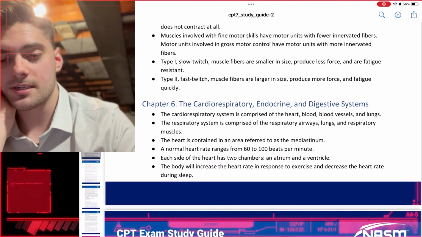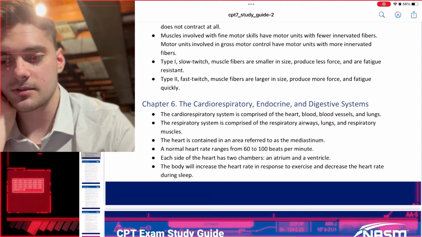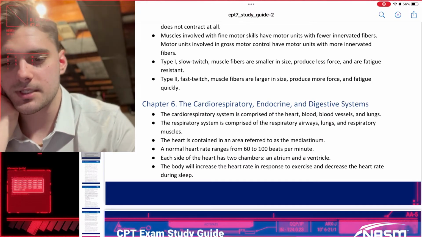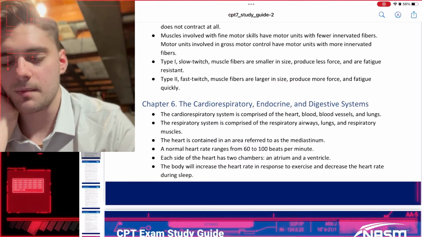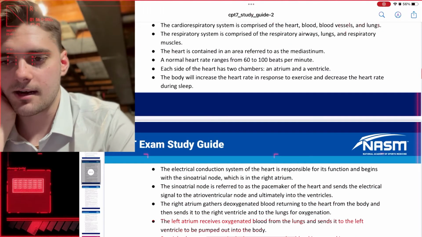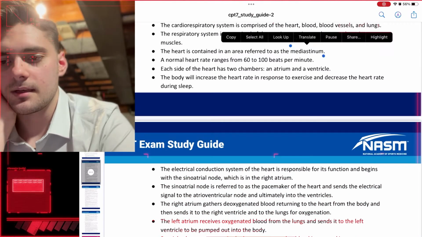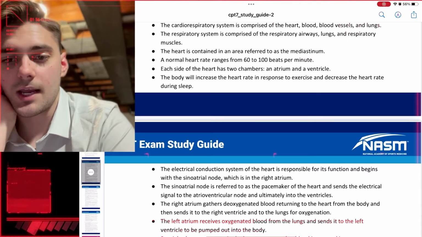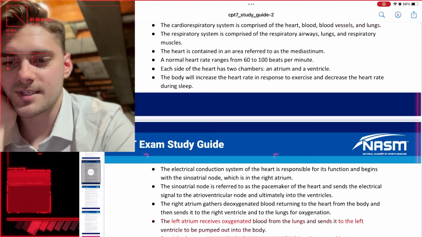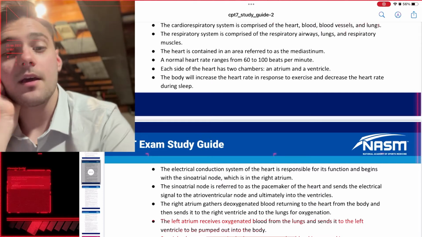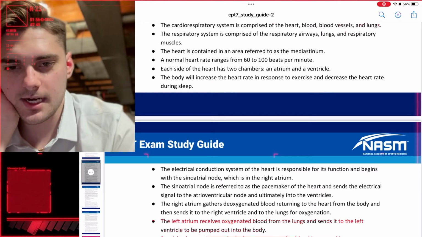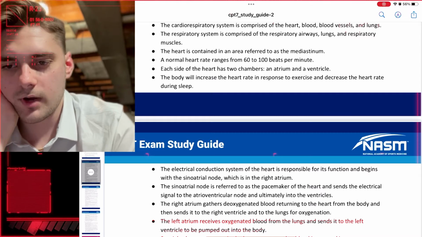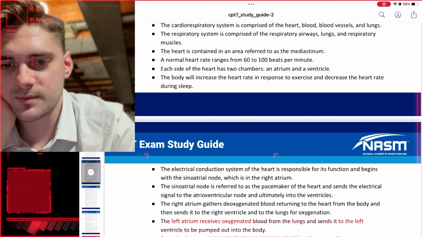The cardiorespiratory system is comprised of the heart, blood vessels, and lungs. The respiratory system is comprised of the respiratory airways, lungs, and respiratory muscles. The heart is contained in an area referred to as the mediastinum. A normal heart rate ranges from 60 to 100 beats per minute. That bullet point sounds like a test question to me, so let's go over it one more time. A normal heart rate ranges from 60 to 100 beats per minute.